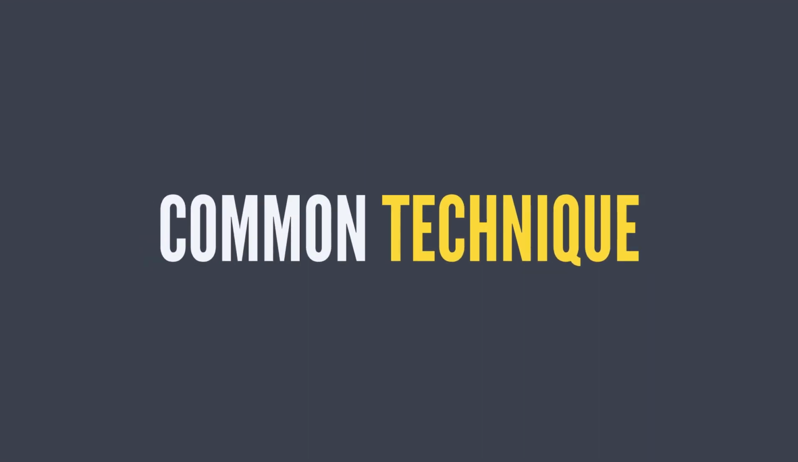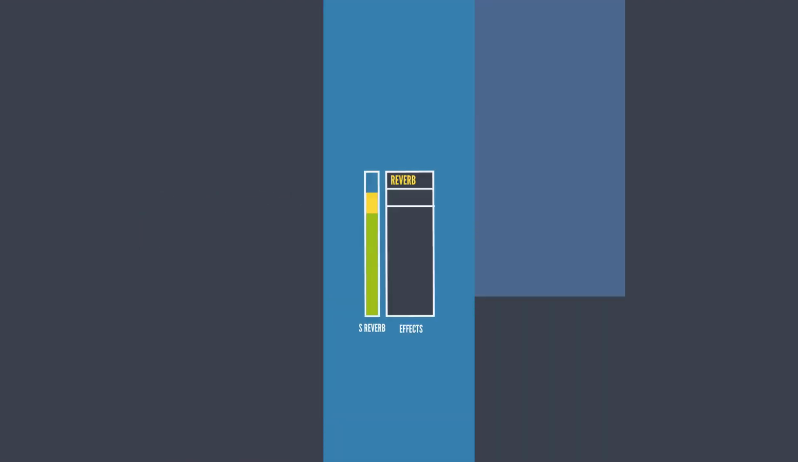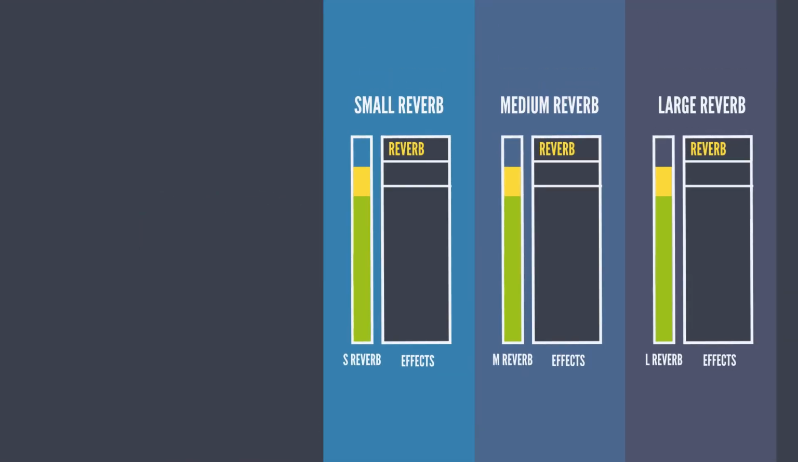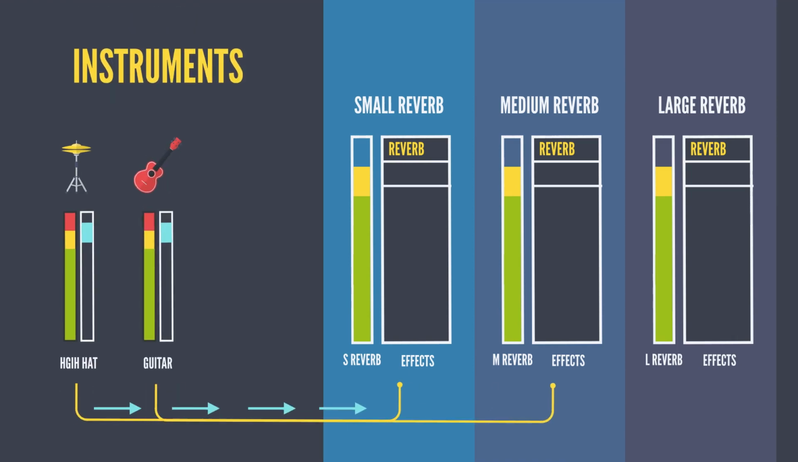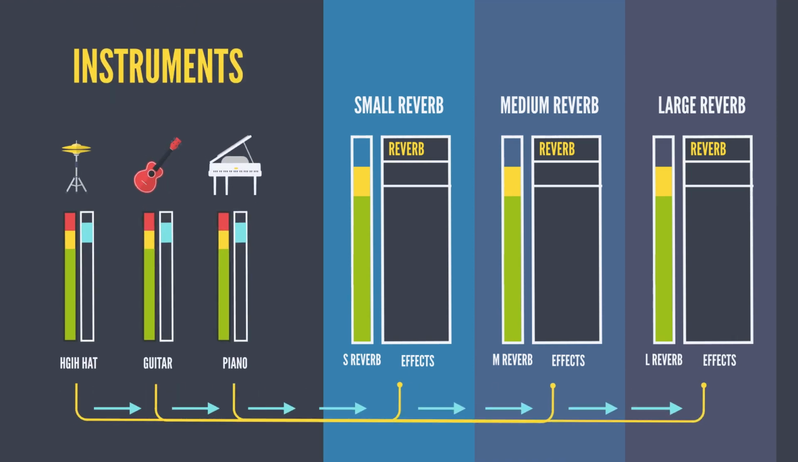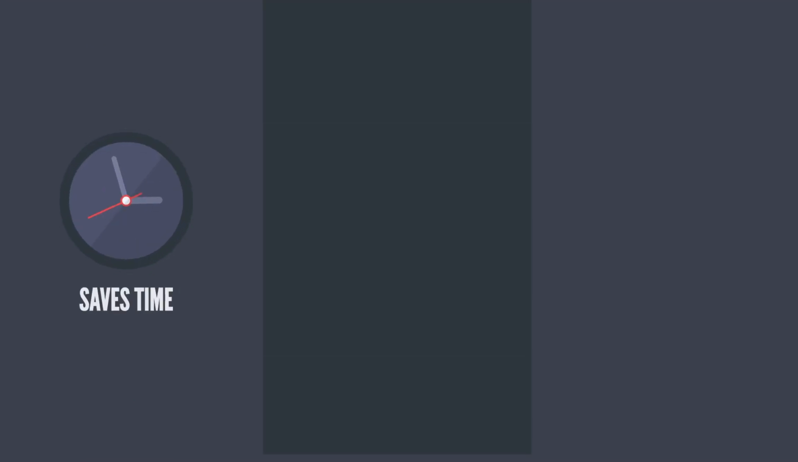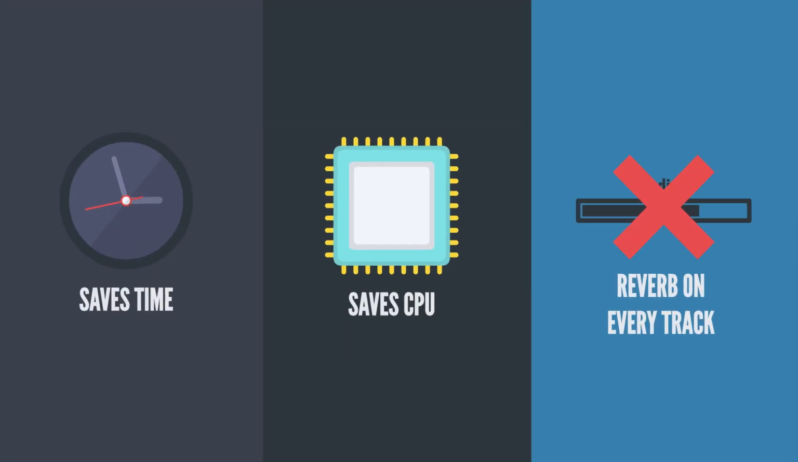When you start a new track, a common technique would be to create a bus for small, medium, and large reverb. Every time you create a new instrument, you can easily route your signal to reverb buses. This simple technique saves time and CPU power because you don't have to load a reverb on every channel.